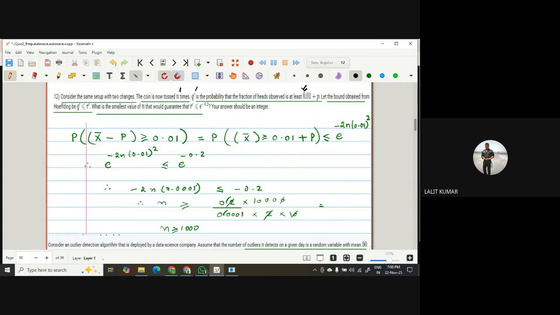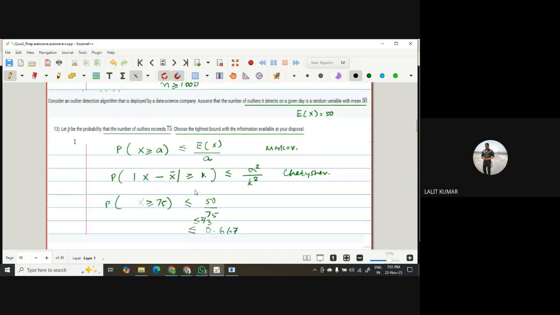So again, putting the same, probability of x bar minus p greater than or equal to 0.01 is nothing but x bar is greater than 0.01 plus p. They both are the same notations. And this is less than or equal to e to the power minus 2n, and here the t value has changed. So we get this value. Therefore, e to the power minus 2n times 0.01 square has to be less than e to the power minus 0.2. We solve this and we get the value of n. We just remove the exponential, and we get the values.